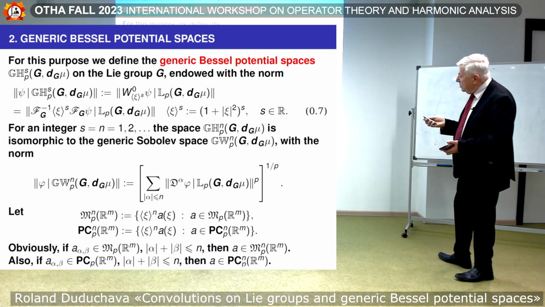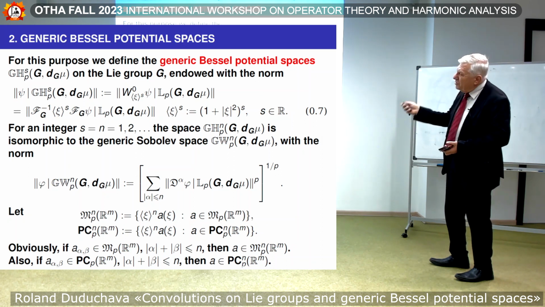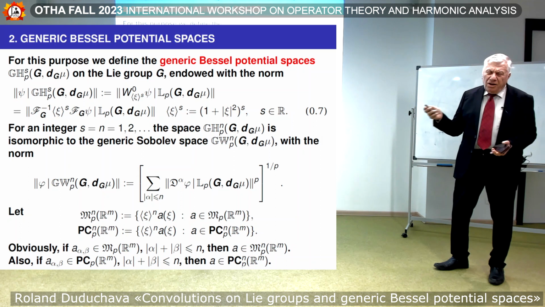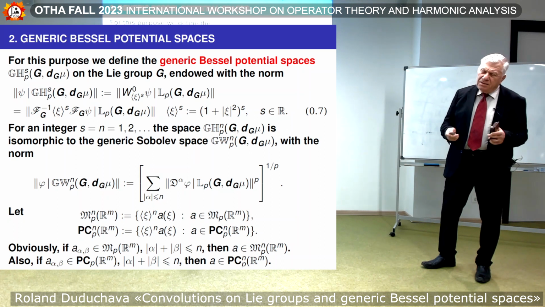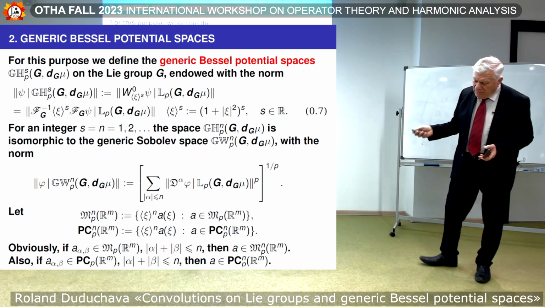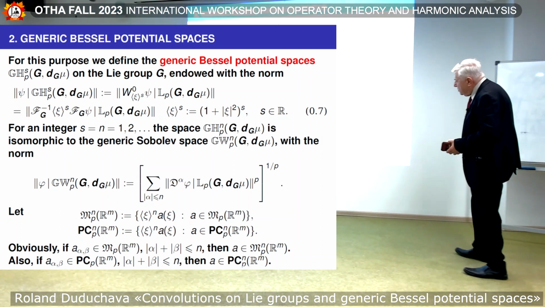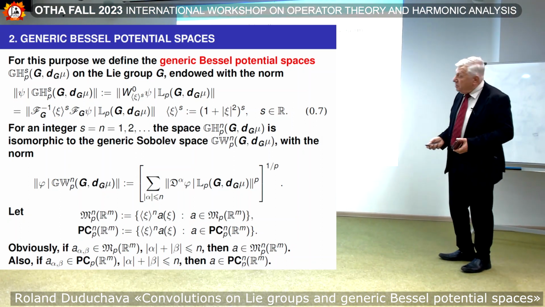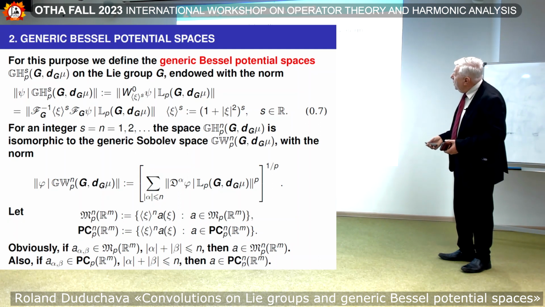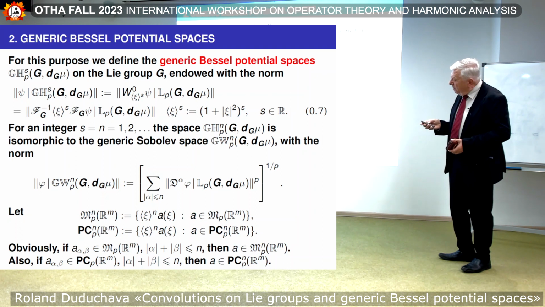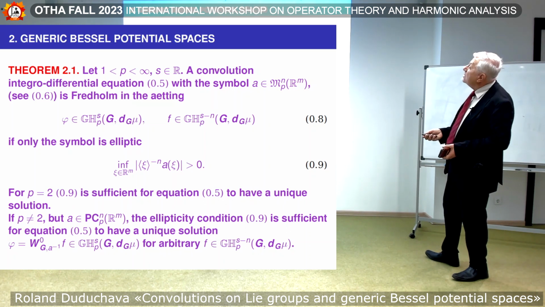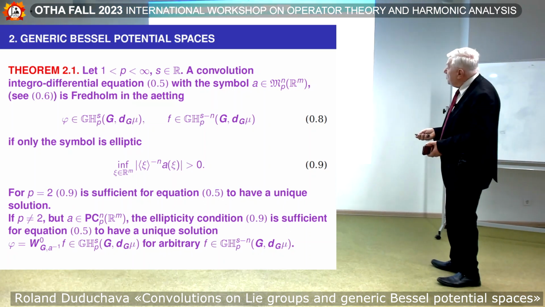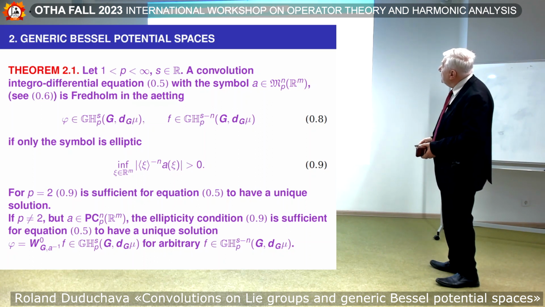Okay, and here you have again the theorem that the operator is invertible if and only if the symbol is elliptic, and if it is from the class PCP, then the condition of ellipticity is also sufficient for the invertibility of the operator. Now, why do we need all this and what does it give in applications? Here is the theorem, which I formulated already, about the invertibility of operators, the unique solvability of the convolution equation.